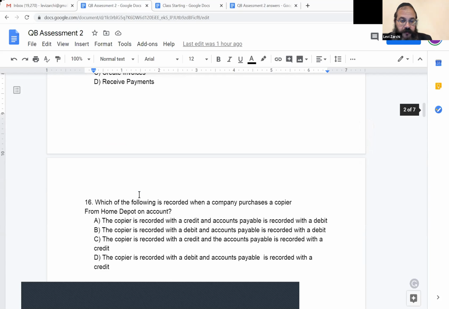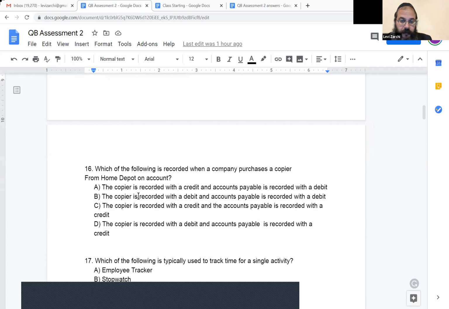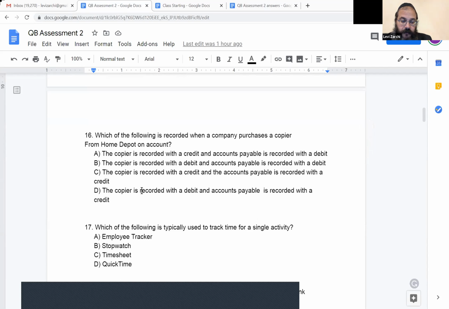Which of the following is recorded when a company buys a copier from Home Depot on account? We said if you get an asset, it's a debit to the asset, and correspondingly there has to be a credit. Since it's on account, it's a liability. So the answer is D. You record the copier with a debit, that's the asset, and accounts payable with a credit. So 16 is D, and I won't go through the other ones.